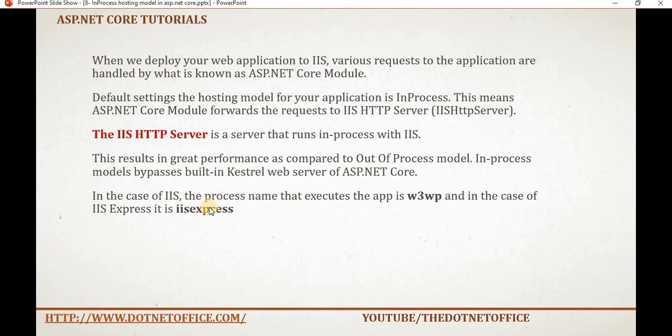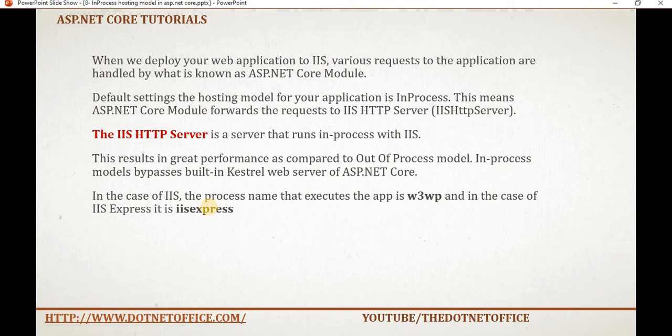So now let's understand that when we deploy our web application to IIS, the various requests to the application are handled by what is known as the ASP.NET Core Module. The default setting for the hosting model of the application is in-process. What is the meaning of this?